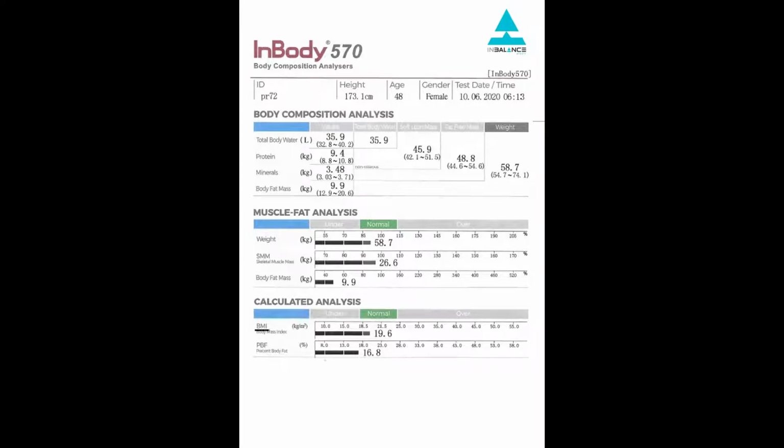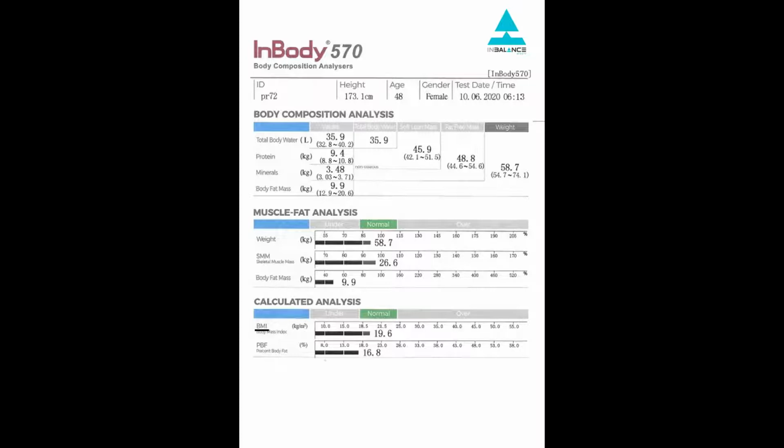BMI is body mass index. It is typically a medical term used to measure obesity. Obesity is considered if you've got a BMI of 30 or more, and you're overweight if you have a BMI of 25 or more. We don't take too much notice of it because it is just based on height and weight, and if you're a short person with a lot of muscle, you might be considered overweight or obese, which isn't the reality of things.